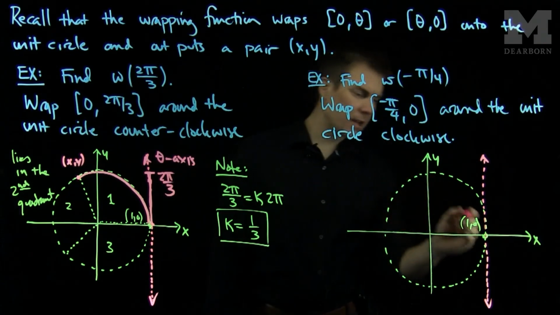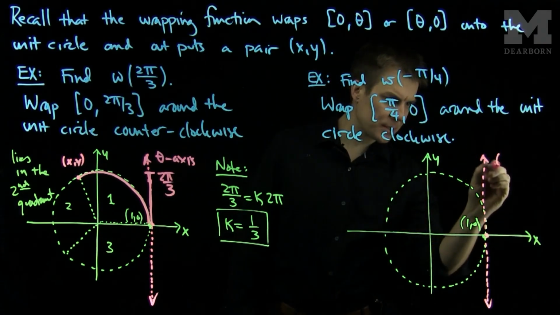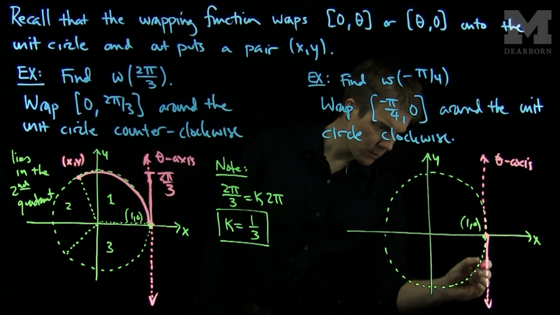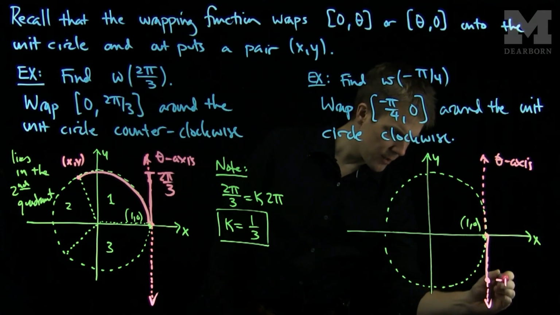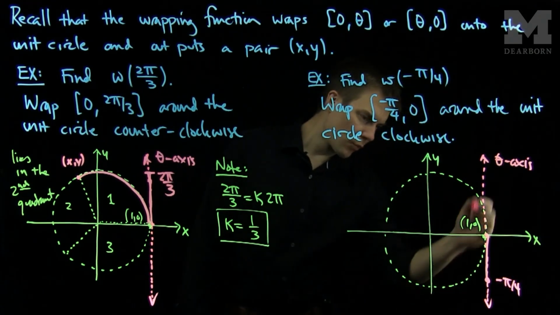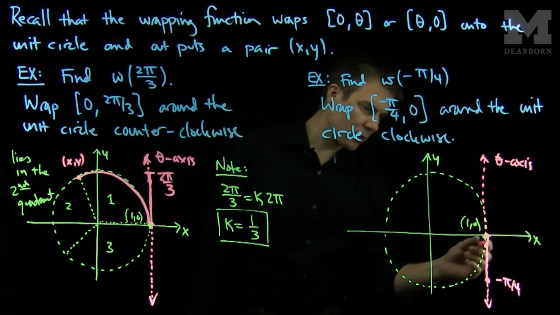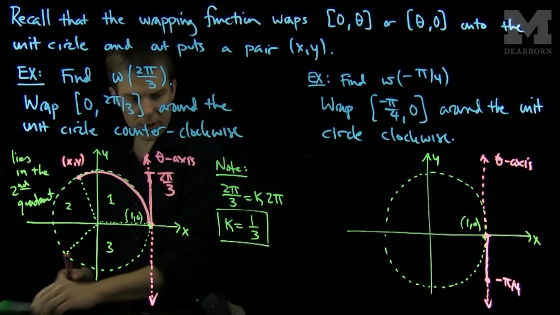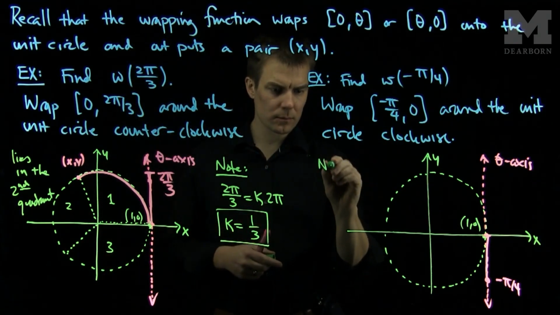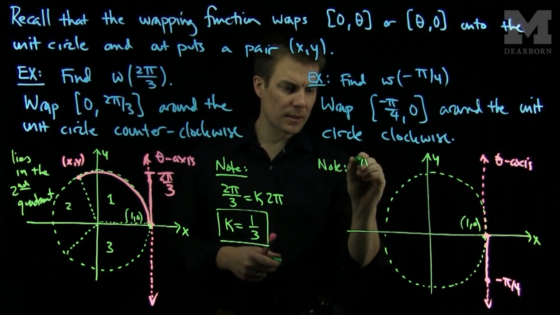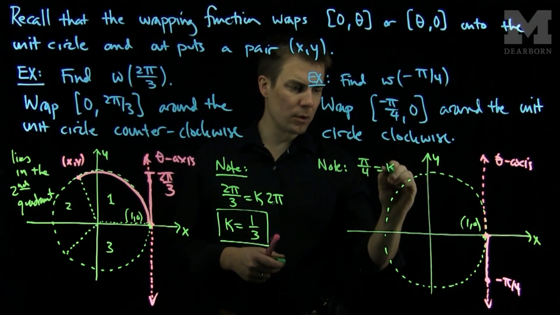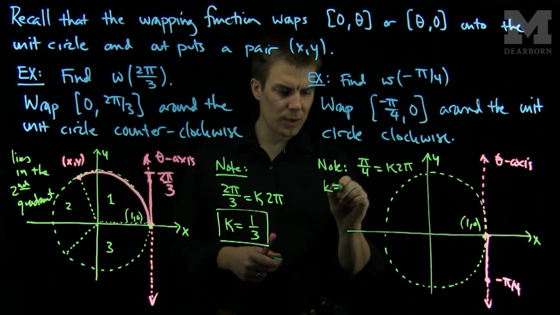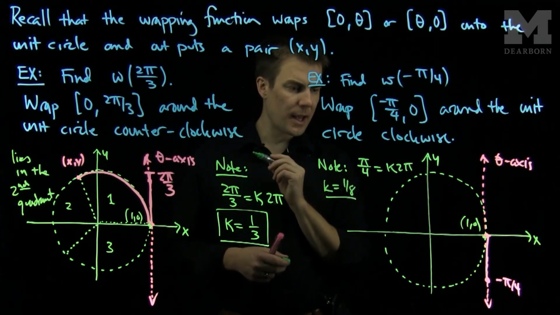And when theta is negative, you start at 0 on the theta axis, and you go down to this value negative pi over 4. And you wrap this interval around the unit circle. And what do we know about pi over 4? We can note here that pi over 4 is a multiple of 2 pi. And what multiple of 2 pi is it? Solving this equation, we see that it's exactly 1/8.